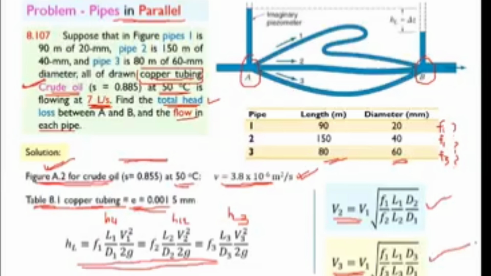This we already discussed. Now what we have to do is that this F1, F2 and F3, since they are not given, we have to assume the value of F. You will start from some minimum values. Clear?